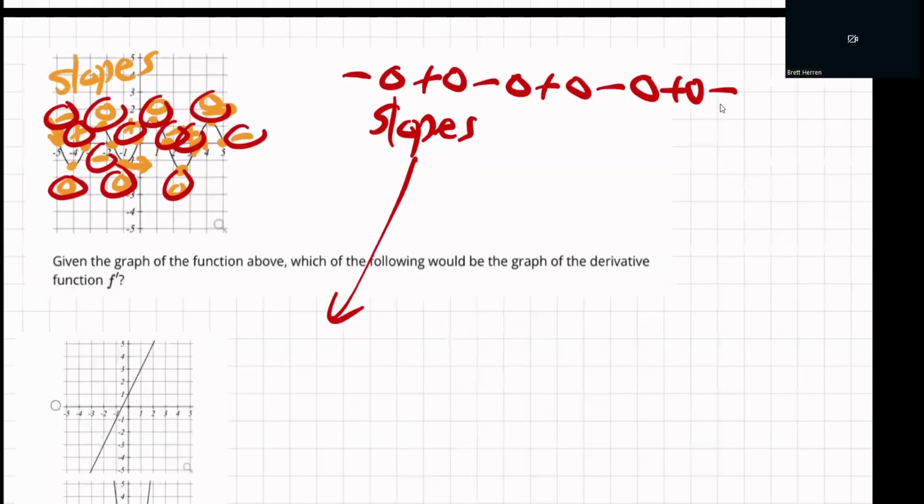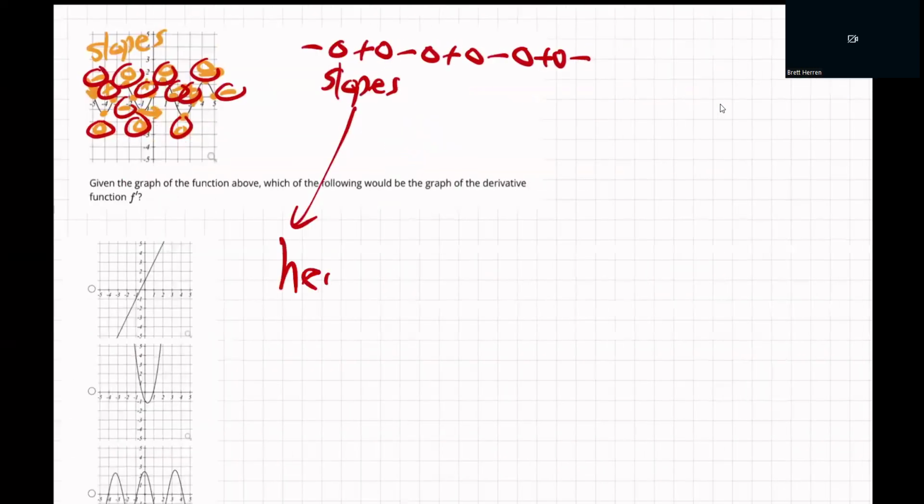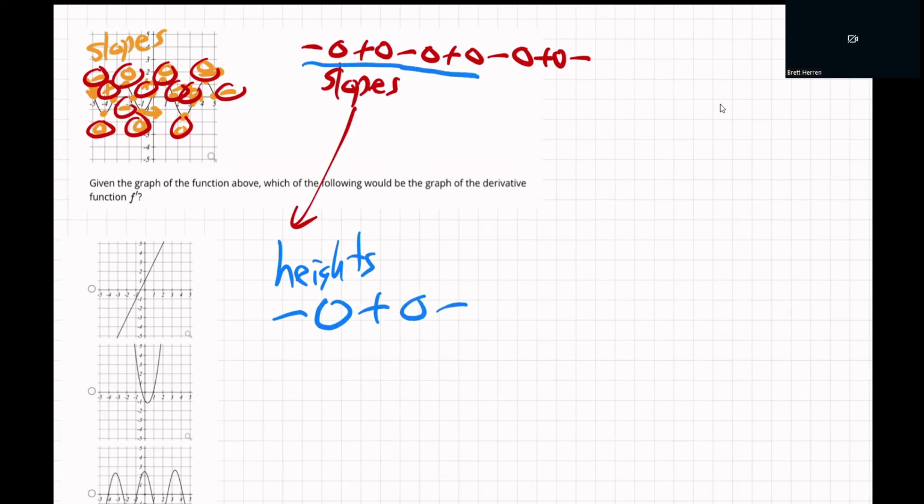Well, down here then, we're looking for heights. Change the color if that helps you. Heights that do that same thing. We're looking for heights which go negative, zero, positive, zero, negative, zero, positive, zero, and negative, zero, positive, zero, and negative.